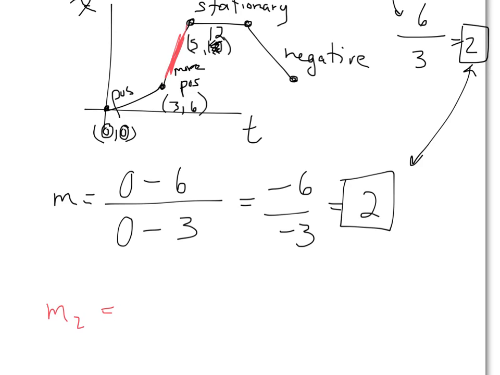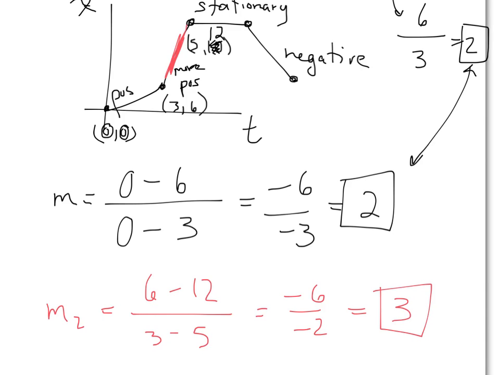So it's 6 minus 12 and 3 minus 5. All right, I don't know. I always did bigger minus smaller, but it's up to you guys. A lot of you are doing it this way. Same difference. 6 minus 12 is negative 6. 3 minus 5 is negative 2. Give me a slope of 3. So clearly the second slope is greater, and as a result, the velocity of the object is greater in the second time period.